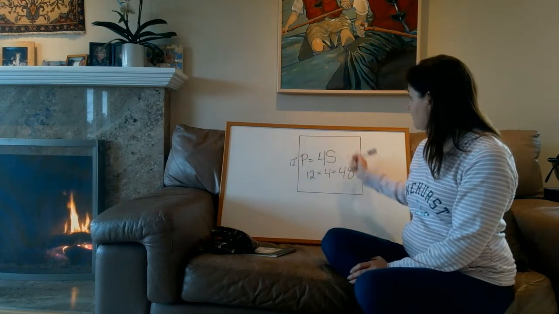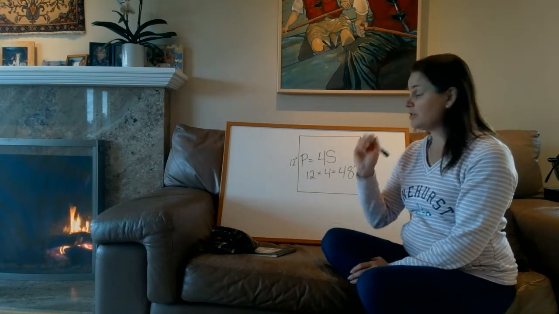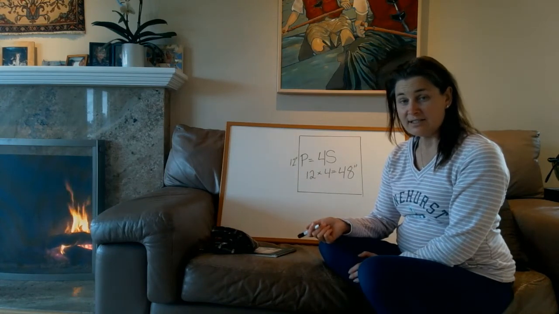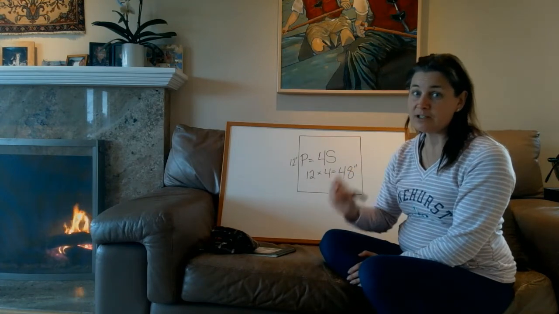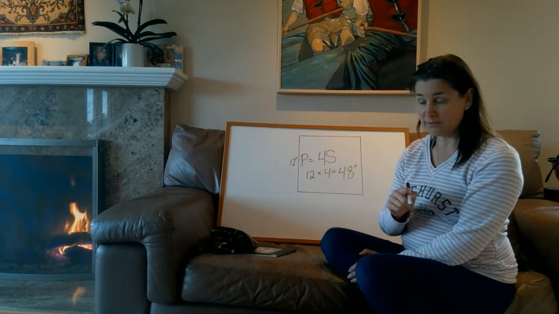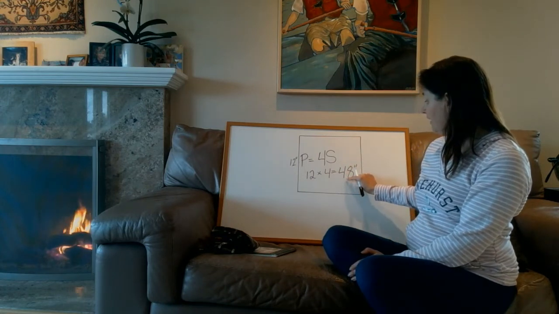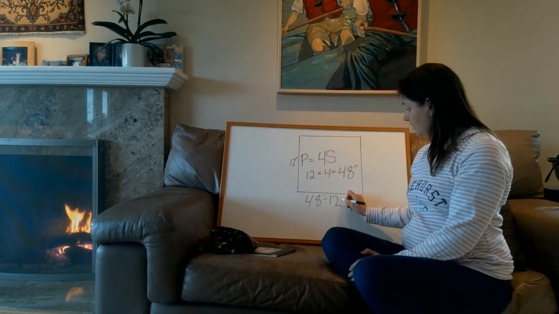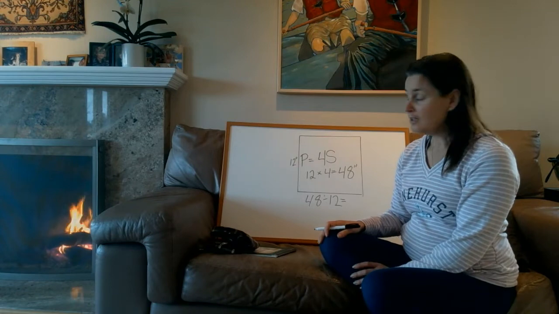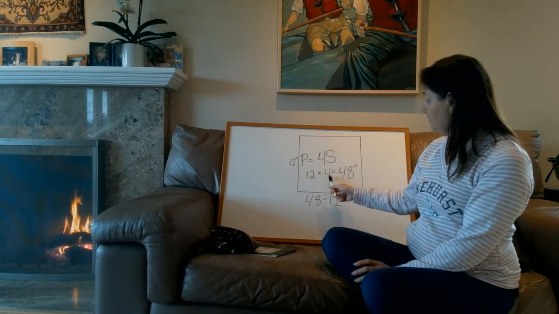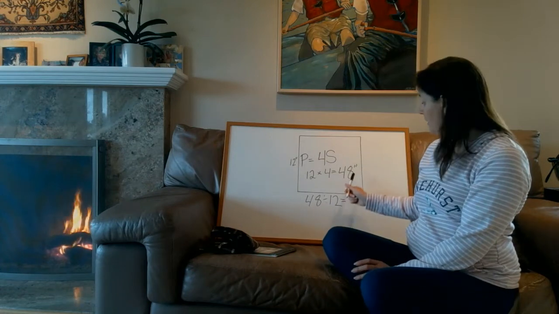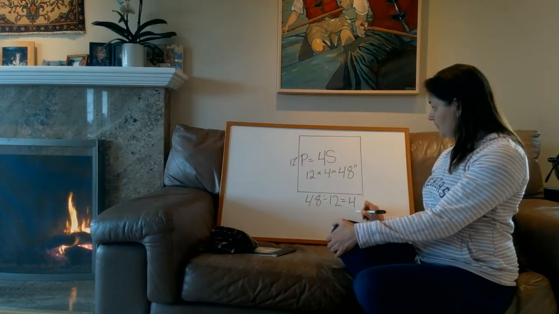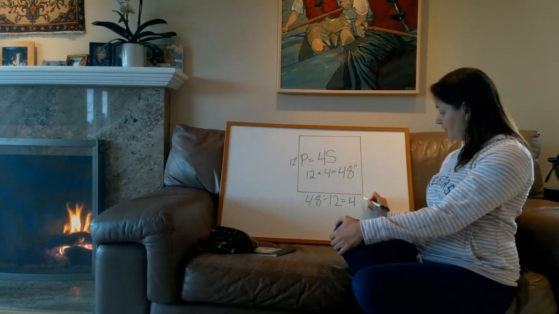12 times 4. Now, if I wanted to know how many feet that is, we would be converting inches into feet. So we have to remember how many inches are in 1 foot. 12. And we're going to divide 48 by 12. And that's going to give us how many feet. So if you looked up here at this equation, 12 times 4 equals 48, we can automatically assume that 48 divided by 12 is equal to 4. So we would say the perimeter of this square is 4 feet.